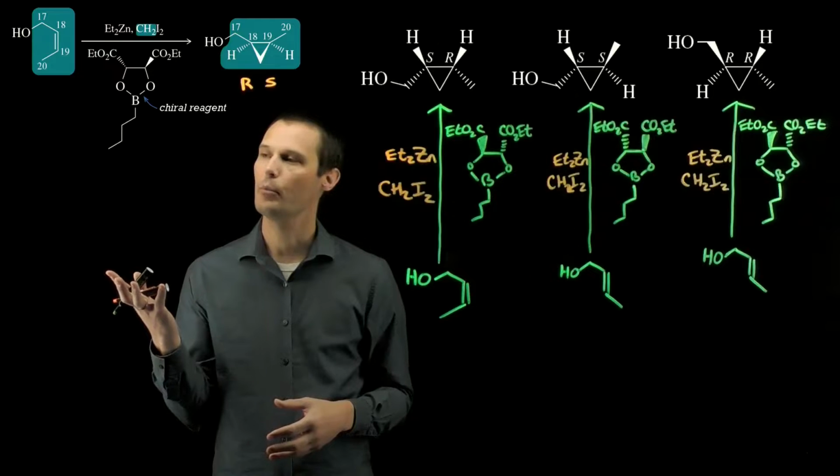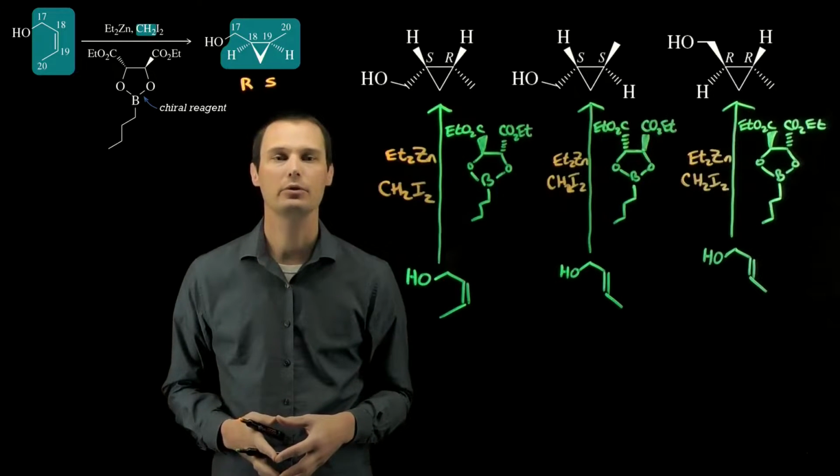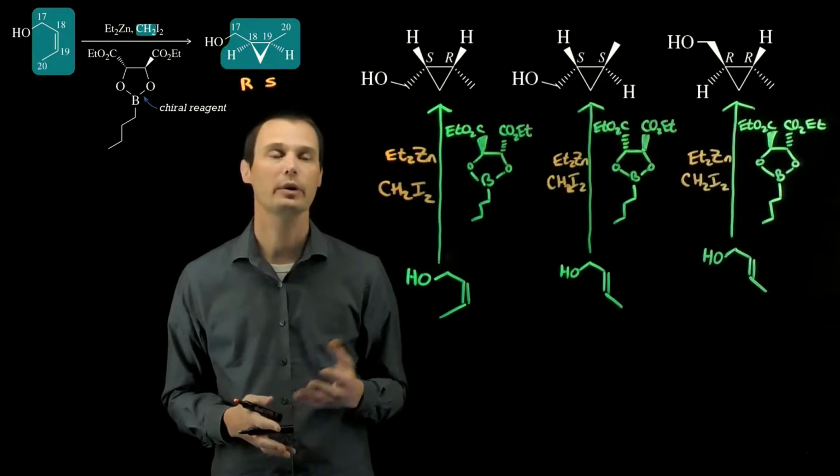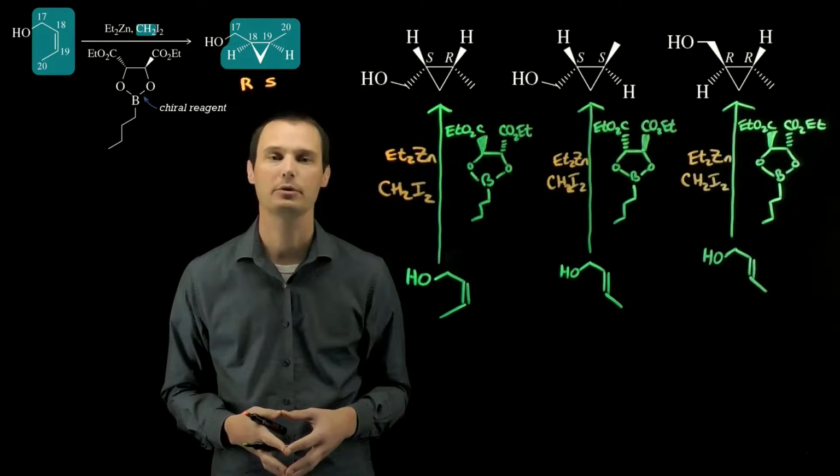The other is the chiral boron reagent. The chiral boron reagent has two stereocenters. If we adjust those stereocenters, we can also produce some of the other stereoisomers.